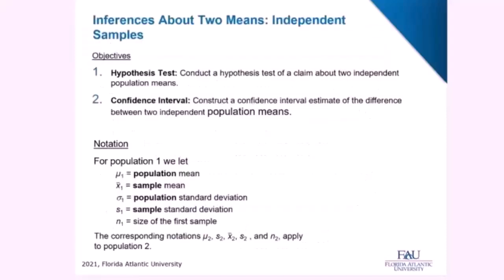We have our objective. We can conduct a hypothesis test of a claim about two independent population means, and we can construct a confidence interval estimate of the difference between the two independent population means. Our notation is going to be the same notation we've had before. With a second sample and a second population, we have the same notation, only subscript 2 instead of subscript 1.